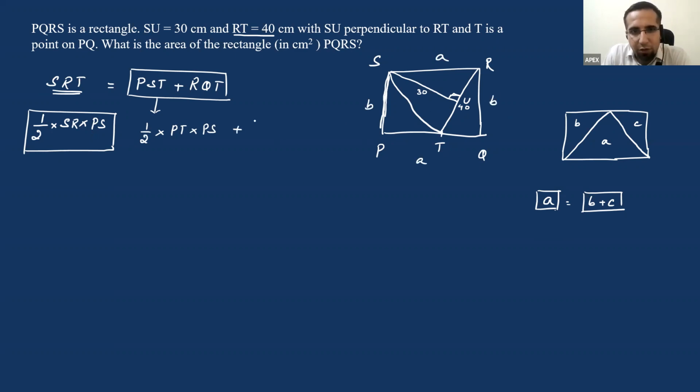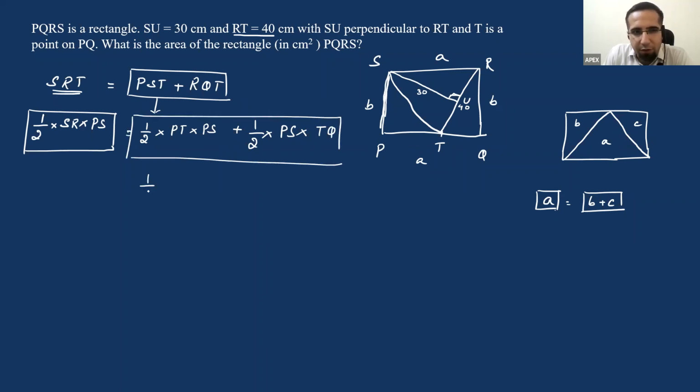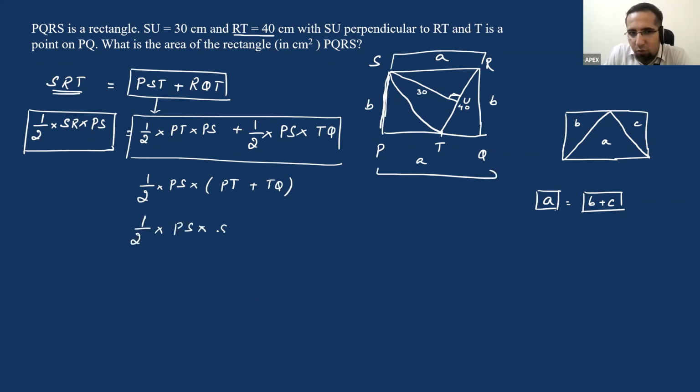Clear? Plus RQT will be half into height into base. If I write the height as RQ, instead of RQ I can write this as PS. And the base is going to be TQ. So if you observe here, if I take half into PS common, we get PT plus TQ. Now, PT plus TQ is nothing but PQ, and PQ is equal to SR, right? So this becomes half into PS into SR. And the bigger triangle is also half into SR into PS.